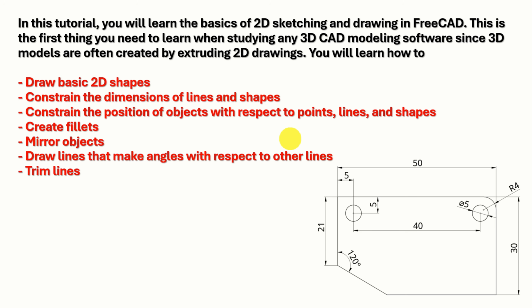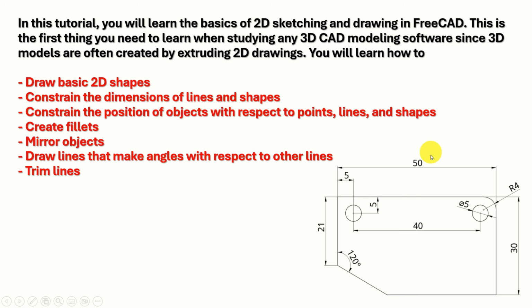You will learn how to draw basic 2D shapes, constrain the dimensions of lines and shapes, constrain the position of objects with respect to points, lines and shapes, create fillets, mirror objects, draw lines that make angles with respect to other lines, and trim lines.